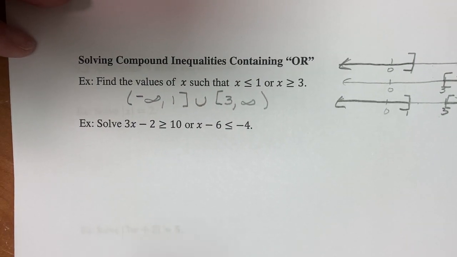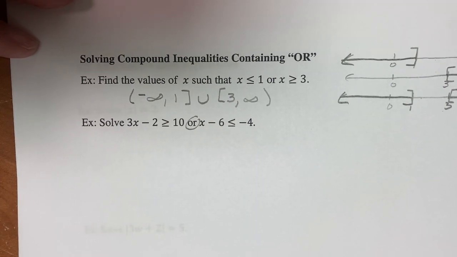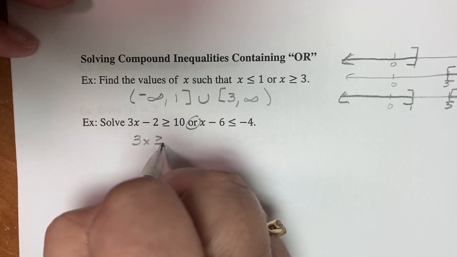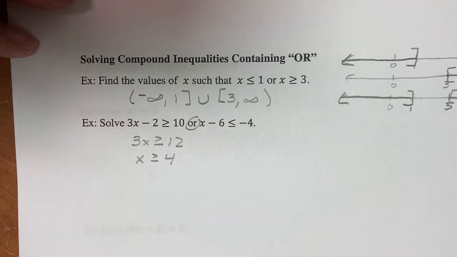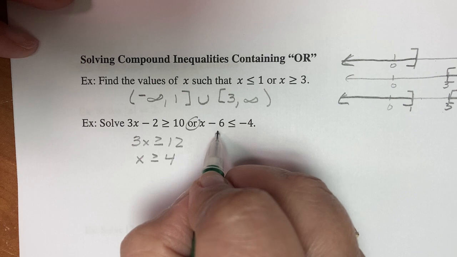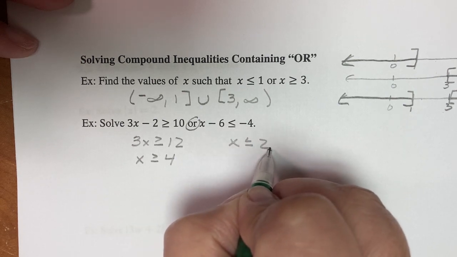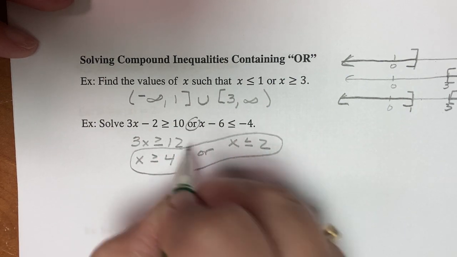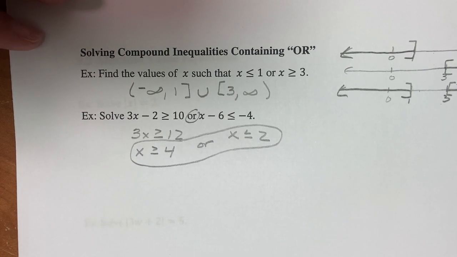Right, so we have 2 more quick examples here. So here's another or. So we know in the end we're going to have to take the union. So let's solve these. First I would add 2 and divide by 3. And here, if I want to solve this, I'm simply going to add 6. So here's basically what I'm looking at. So I want all numbers that are greater than or equal to 4 or less than or equal to 2.